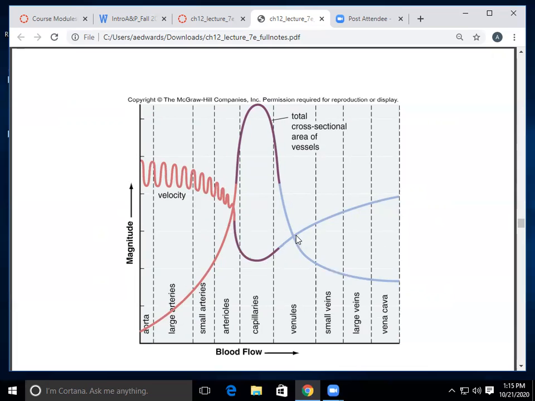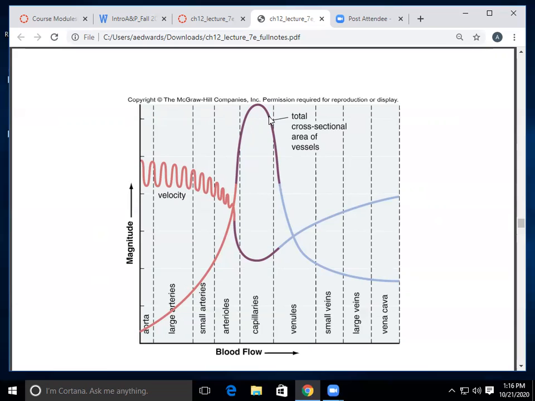Velocity is dropping off, but as you move into venules, small veins, large veins, and the vena cava, your velocity starts to increase. Now, if we look at the graph here for total cross-sectional area, you have low cross-sectional area at the arteries and the aorta, but high cross-sectional area at the capillaries. And so that might not make sense at first, but essentially what we're talking about is the area where blood is touching the endothelial surface or able to get across.